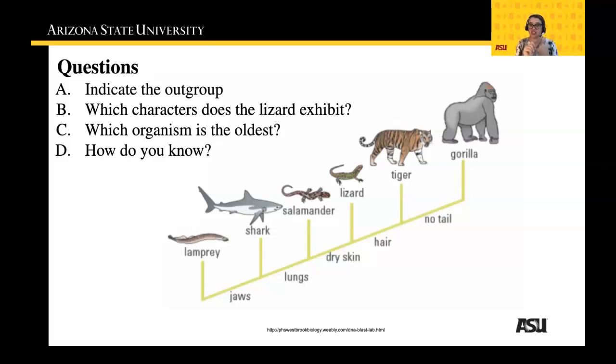So the lizard has jaws, the lizard has lungs, and the lizard has dry skin, but it does not have hair, and it certainly has a tail, right? So which organism is the oldest? Again, the ancestral organisms are to the left. So for our purpose here, the lamprey is the ancestral or primitive organism in this cladogram. How do we know? Because it's the furthest to the left, and so it is showing the ancestral node, that primitive original node. Everything to the right came after in evolutionary terms.